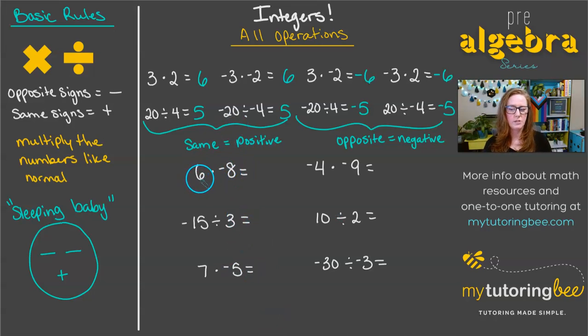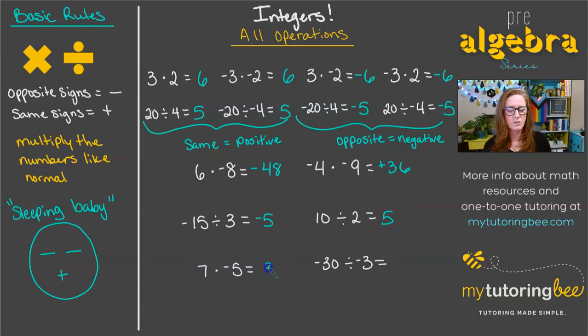Let's go ahead and do 6 times negative 8. They're opposite signs, so I know my answer is going to be negative. And then 6 times 8 is 48. Here we have the same signs, so I know my answer is going to be positive, and then 4 times 9 is 36. Here we have opposite signs, so I know my answer is going to be negative, and then 15 divided by 3 gives me 5. Here my signs are the same, so I know my answer is going to be positive, and then 10 divided by 2 gives me 5, so we wind up with positive 5.